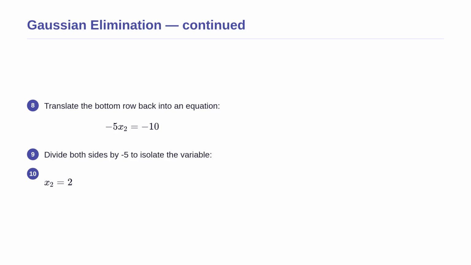Now that we have our upper triangular matrix, we start solving from the bottom up. We translate the bottom row of our new matrix back into a normal equation. Because the first number is 0, the x1 variable is completely gone. We are left with a very simple equation stating that negative 5 times x2 equals negative 10. This is exactly why creating that 0 was so important. It isolated a single variable for us. By dividing both sides by negative 5, we easily find that x2 equals 2. We have successfully found the value of our second variable.